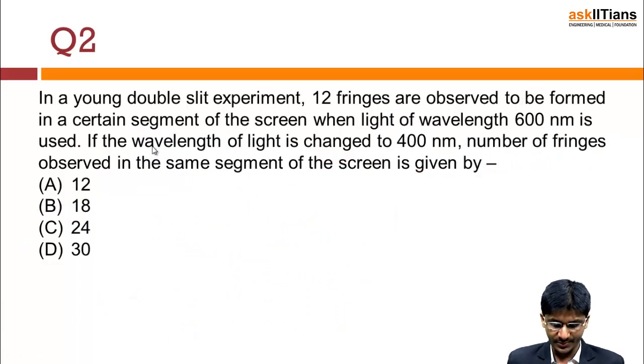Now in a Young's double slit experiment, 12 fringes are observed to be formed in a certain segment of the screen when light of wavelength 600 nanometer is used. Now if the wavelength of light is changed to 400 nanometer, the number of fringes observed in the same segment is given by? So okay, let's draw a screen here first.